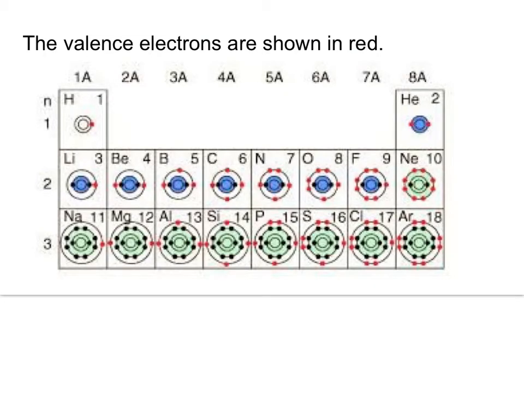Okay, this is kind of a condensed version of the periodic table. Notice that we've taken the groups that have boron and aluminum that are actually way over on the other side of the periodic table. Our periodic table normally looks like this.